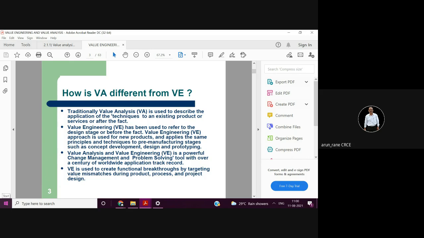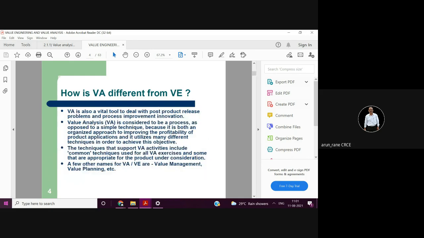So it's a powerful change management and problem solving tool, value engineering, with over a century of worldwide application track record. Usually all these productivity improvement tools you will see in MNCs, like Godrej, Larsen and Toubro, Mahindra, all automobile companies. All the big ones, you will see all these techniques being implemented, which have proven to give wonderful profits.